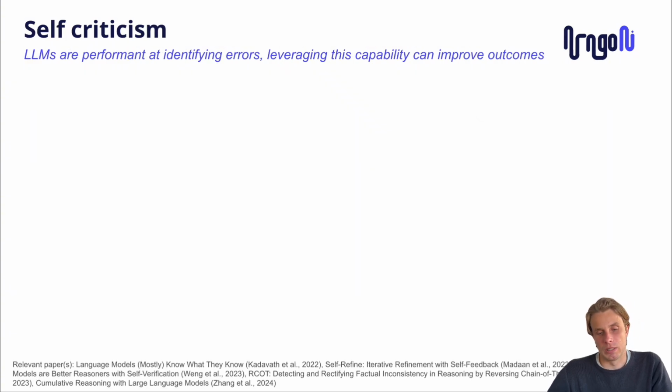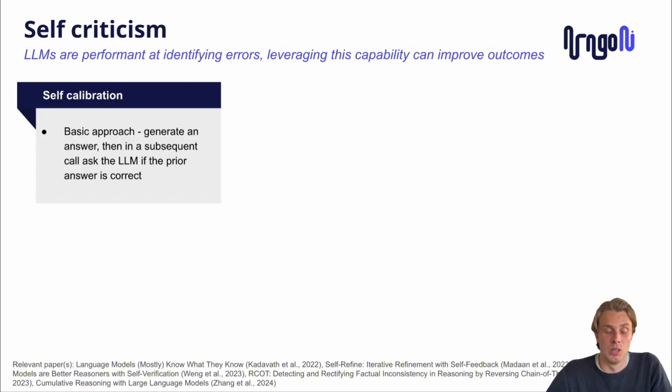This paper, or these papers, build on the identification that large language models are actually quite performant at identifying errors and when something has gone wrong. And so we can leverage this and create more robust systems that improve outcomes. So a few of them that we'll speak about first in this section. Firstly is self-calibration. And this is the most basic of the self-criticism approaches. All we do is generate an answer or a series of text, and then we do a subsequent call where we ask the LLM, is the prior response correct, or is it aligned with our initial instructions?